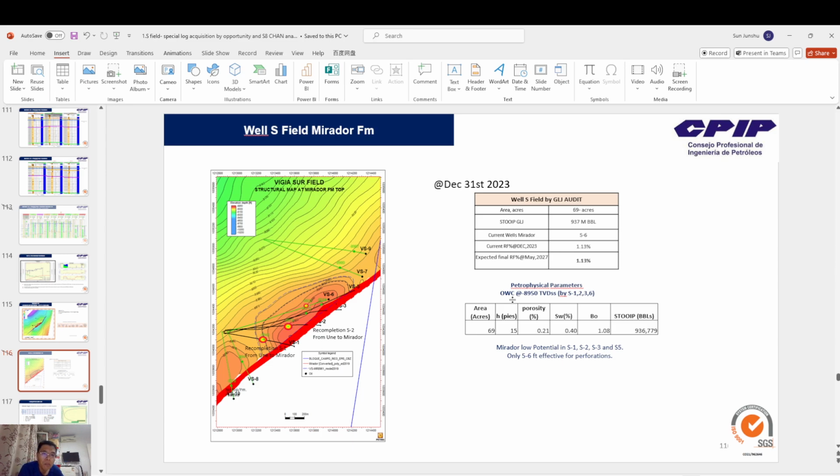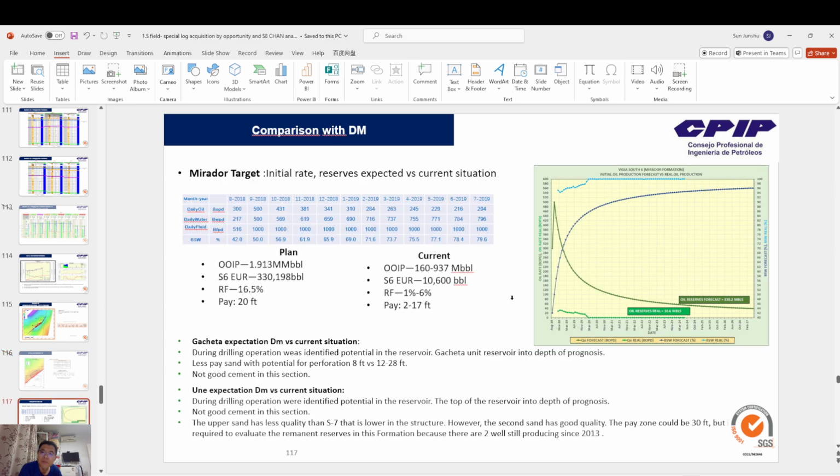Mirador has lower potential in S1, 2, 3, 5. Only 5 to 6 are effective for perforation. Mirador target initial rate, reserves expected, and the current situation. Gogeta expectation, the current situation.